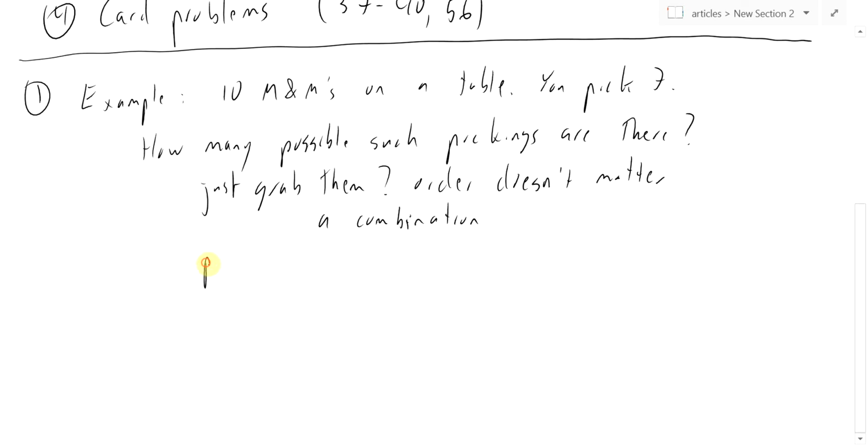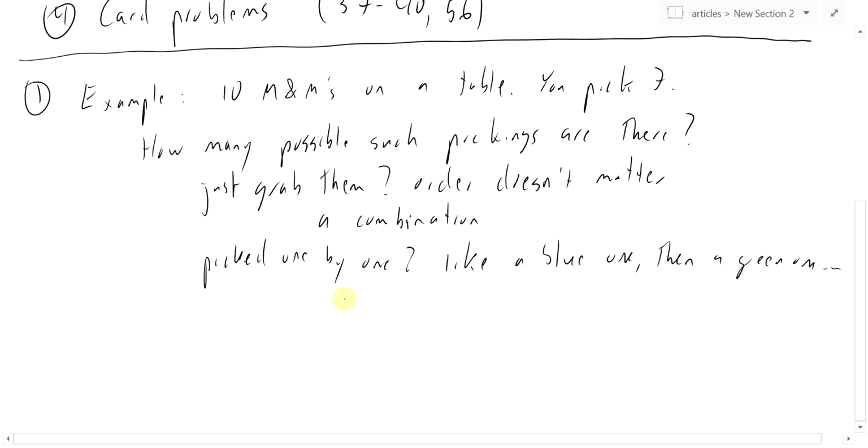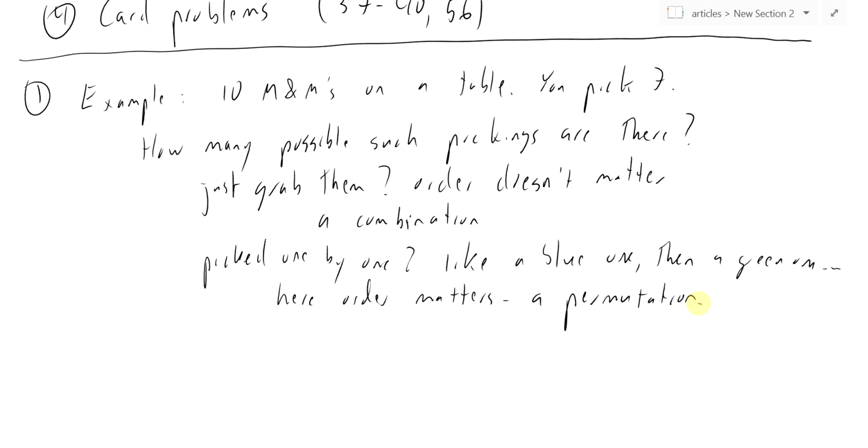Or you pick them in order, right? Like first a blue one, then a green one, dot dot dot. Here, order matters. And that's what a permutation is. Okay, so there are the basic definitions. As we go through the section and the examples, you'll see the differences between permutations and combinations.